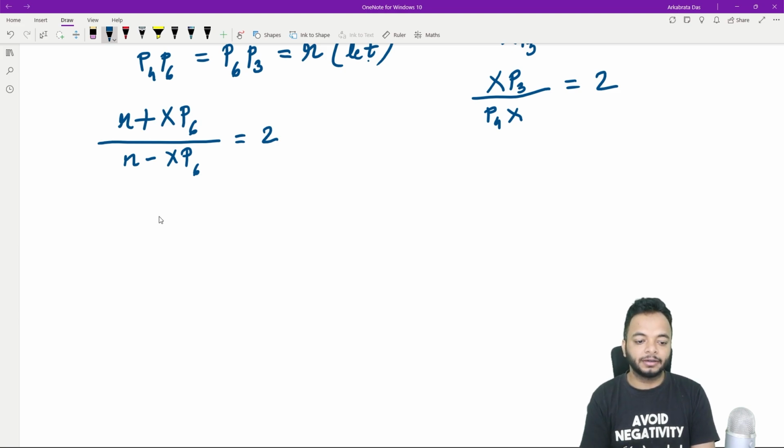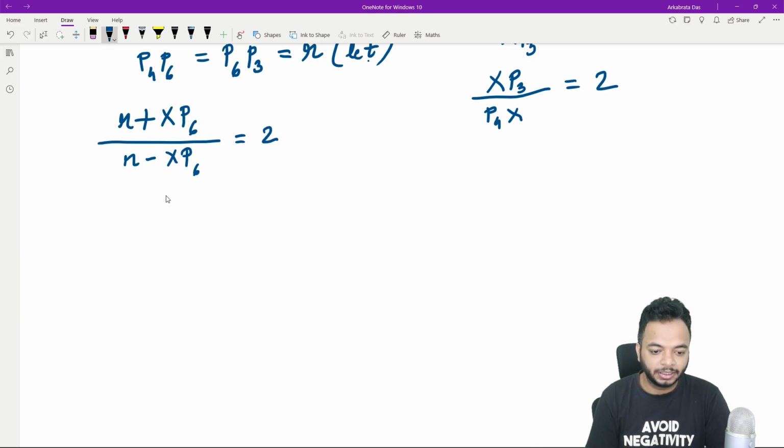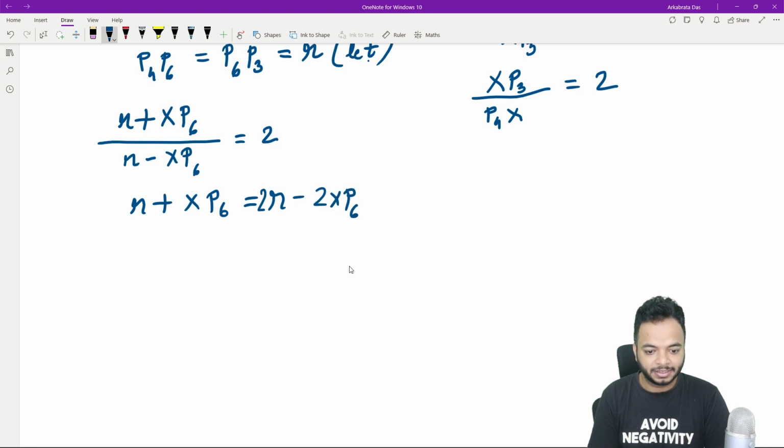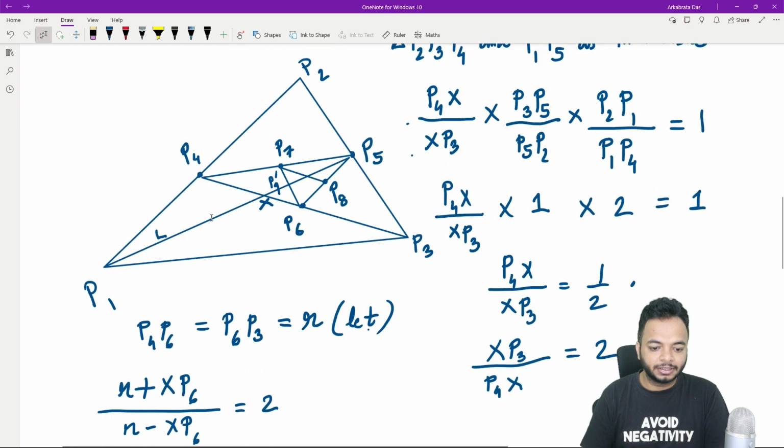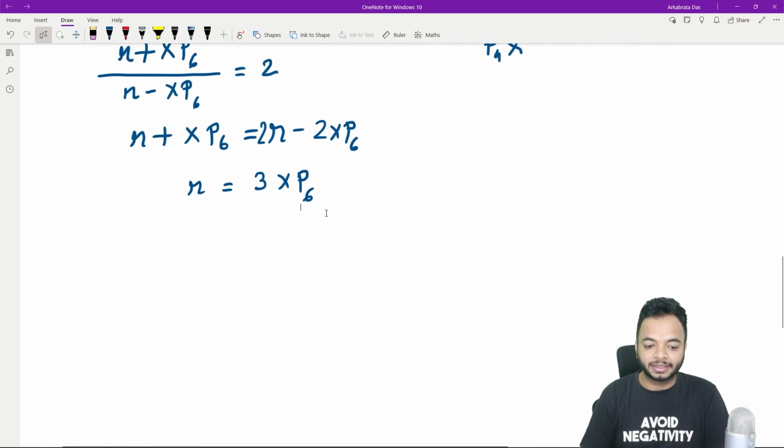Now just cross multiply it. Let's do the calculation. So R plus x P6 equals 2 times R minus 2 times x P6, and so you are getting R as 3 times x P6. And R is what? R is nothing but, as you can see, P4x plus x P6.